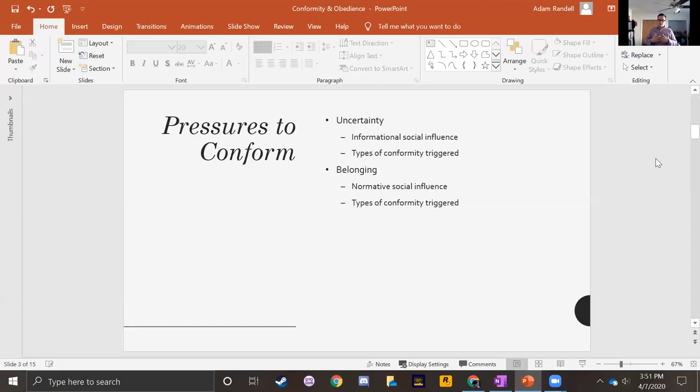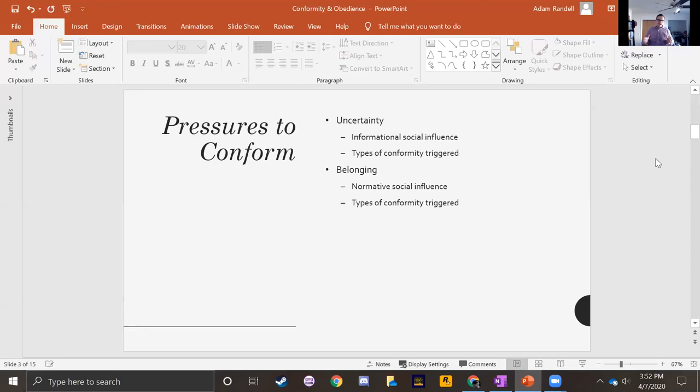So we've got informational social influence. Others are affecting our behavior because they're providing us with information about how to behave, and that satisfies our desire to get rid of our uncertainty. And so normative social influence is when others influence our behavior by telling us what is expected or normative for that group. And in order to satisfy our need to belong, we do what is normative to belong. And that's why we conform due to normative social influence.